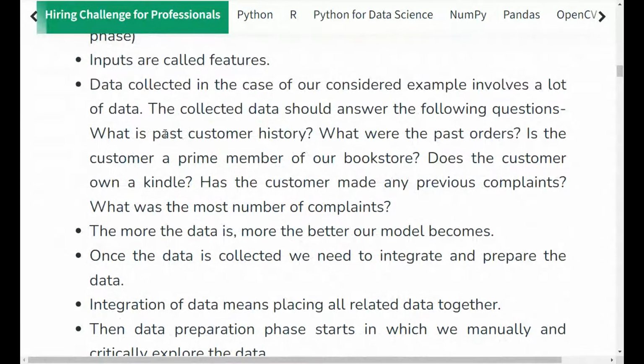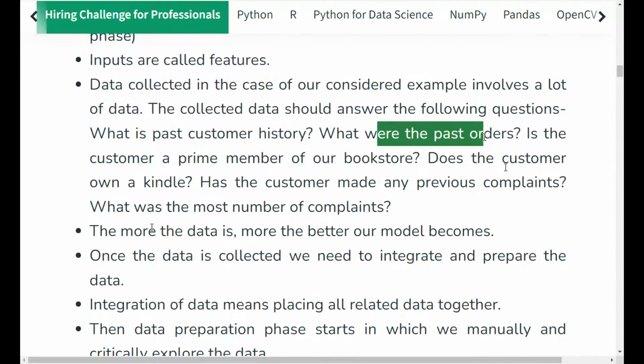Whether the person has a customer history, I mean, what is the past history of the customer? Whether past orders have been there for the customer? Is the customer a Prime member of the bookstore, or does the customer own a Kindle? Has the customer made any previous complaints, and what are most of the complaints? So they are looking for all these questions as their KPIs.